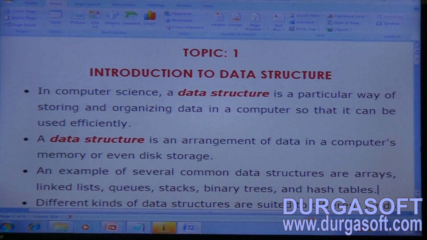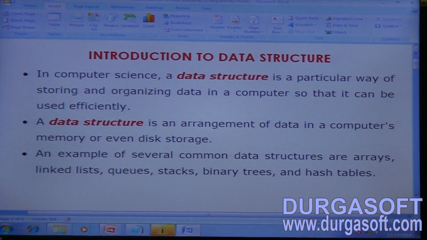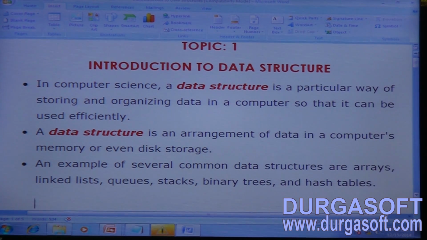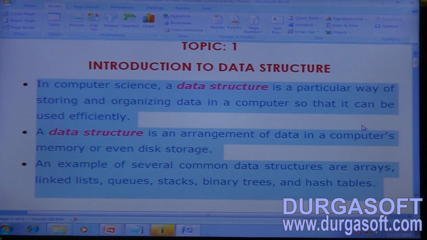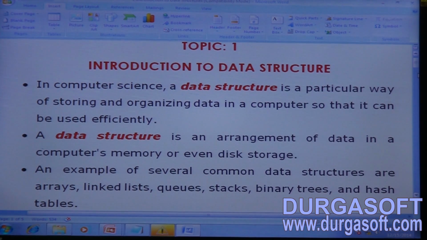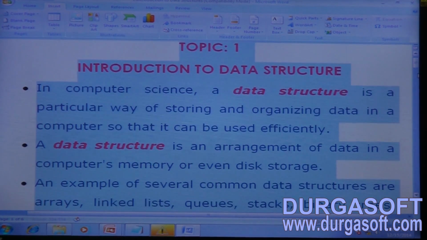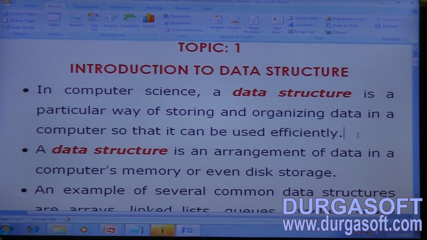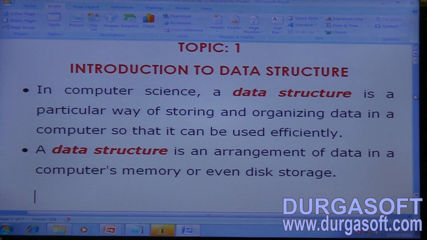In computer science, a data structure is a particular way of storing and organizing data.